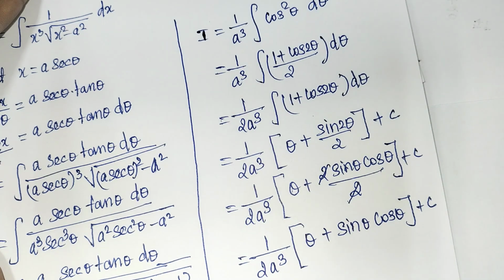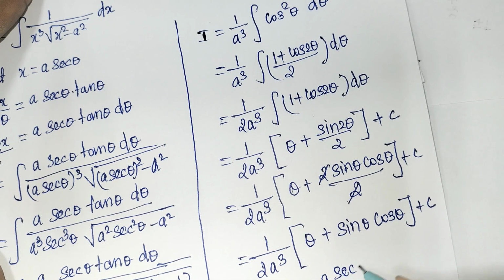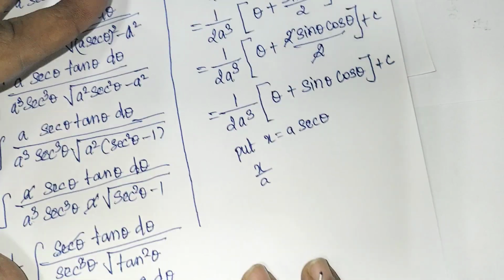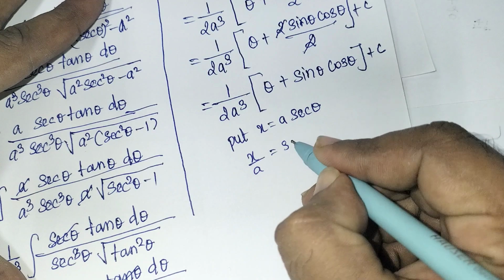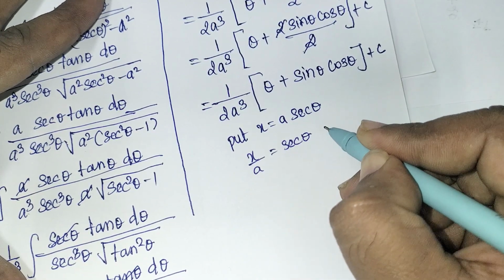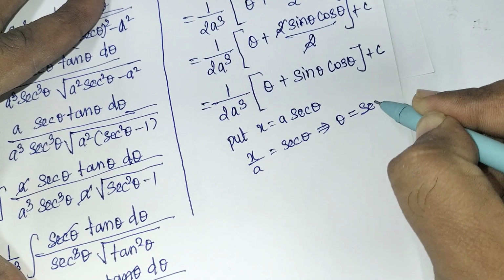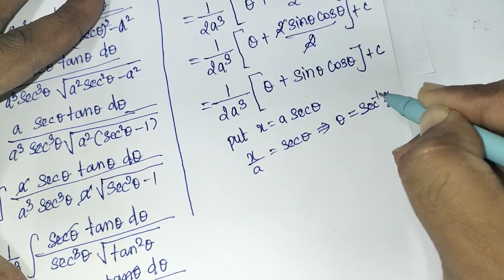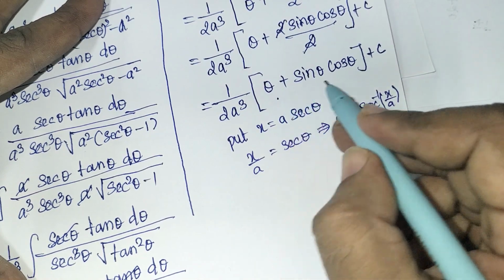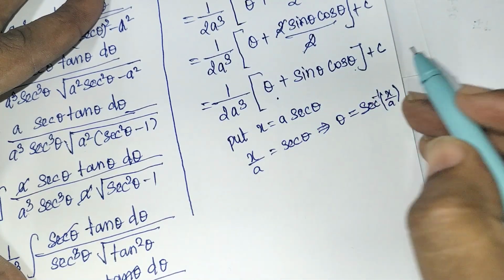Here we have to replace. Here we know x equal to a secant theta, right? x equal to a secant theta. That means x by a equal to secant theta. From this I need only theta. Theta is equal to secant inverse of x by a. We know now theta, but here we don't know sin theta, cos theta.